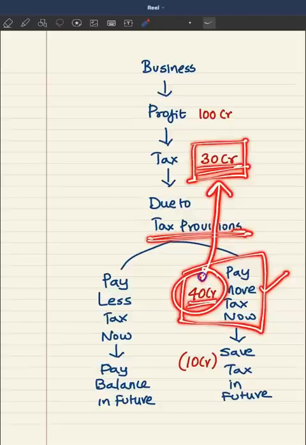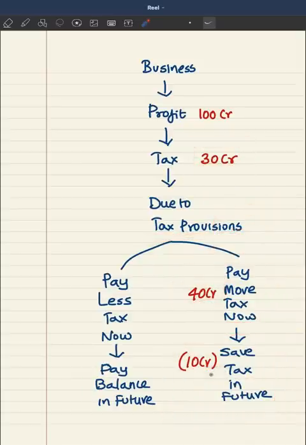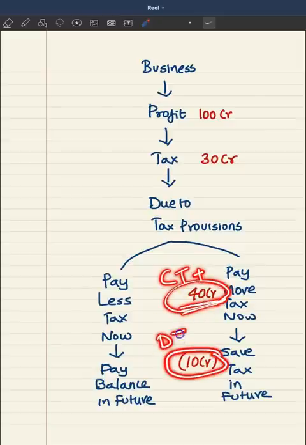So how can that be communicated to the readers? It is by providing for the excess amount that has been paid in the name of deferred tax asset. So whatever 10 crore is paid in excess, that is 40 minus 30, 10 crore, will be considered as deferred tax asset and it will be shown as a credit item under taxes. So under taxes there will be a current tax of 40 crore which will be an expense item, and this will be shown as a deduction item, that is deferred tax asset.